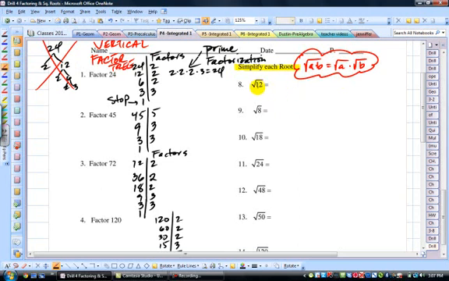I know that 4 times 3 is 12. I also know that 2 times 6 is 12. But I want to pick the one with squares, and it's this one right here. So this is going to be root 4 times root 3. And that gives me 2 root 3. Why? Because root 4 is 2. All right, simple. You factor it.